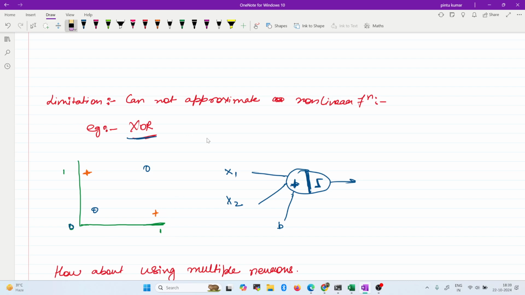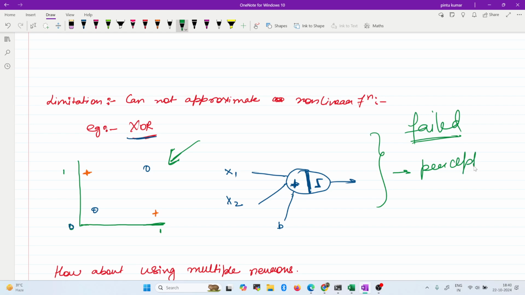This is not linearly separable. No matter where you draw a line, you can't separate these 4 data points. So when people tried finding a perceptron to classify this kind of data points, they failed. So this is a limitation of perceptron, that for even very simple nonlinear classifiers, they can't converge, right?